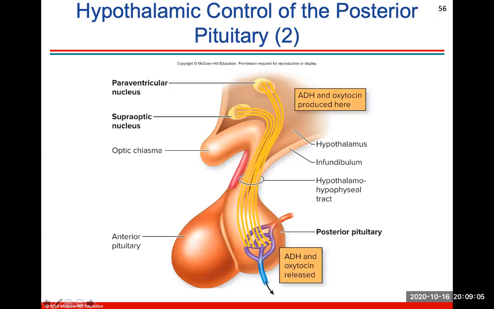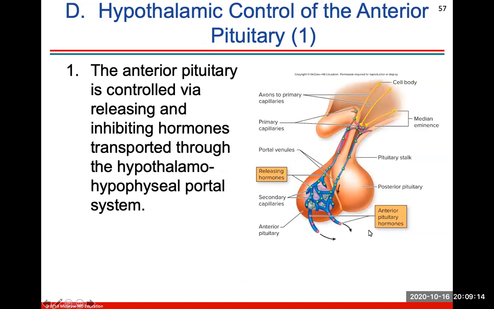So this is a look at how ADH and oxytocin are released, but they're actually produced in your hypothalamus, and they are stored in the posterior pituitary. The anterior pituitary is controlled by releasing and inhibiting hormones that are also transported by this hypothalamo-hypophyseal portal system. So your hypothalamus basically tells the anterior pituitary when to release these hormones or when to inhibit the release of them.